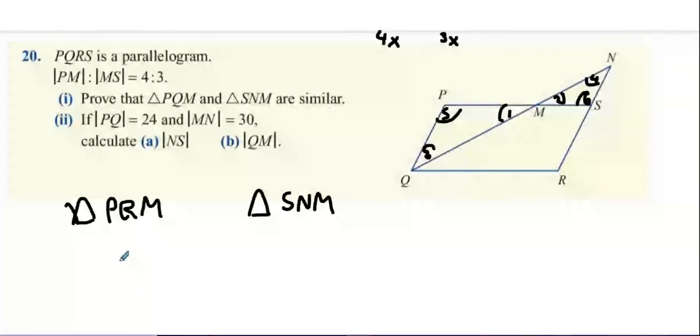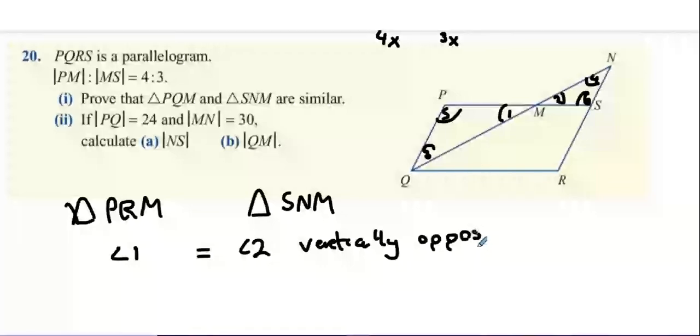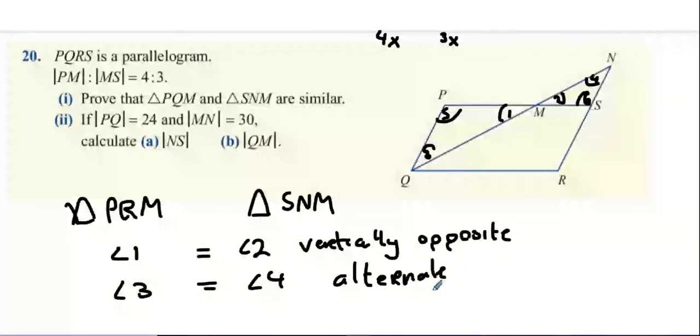I'm going to say angle 1 equals angle 2, why? Vertically opposite. Make sure you don't write it vertically up. You just got to write the full thing down in your test, okay? Angle 3 equals angle 4, why? Alternates. And finally, angle 5 equals angle 6, why? Third angle or alternate, whichever one you want.